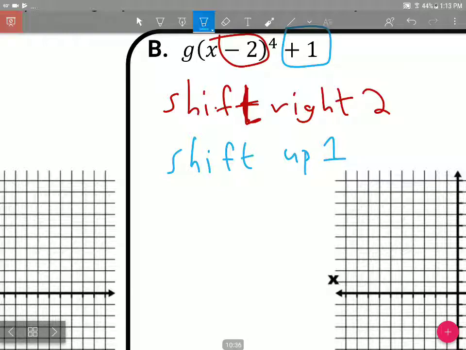Shift up 1. All right. So that's those. How do we graph it?